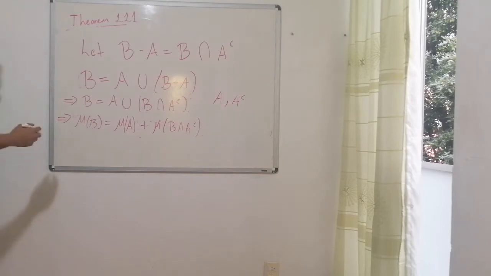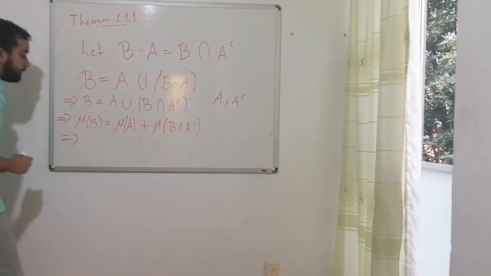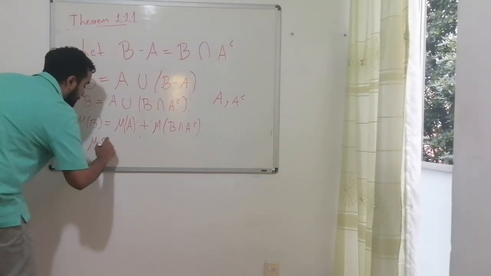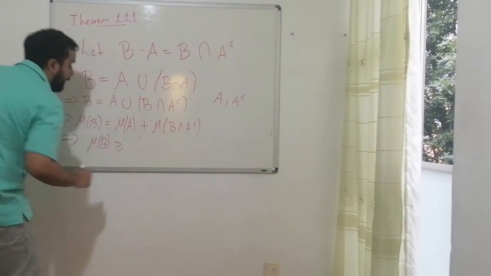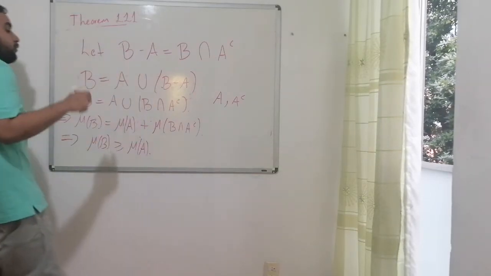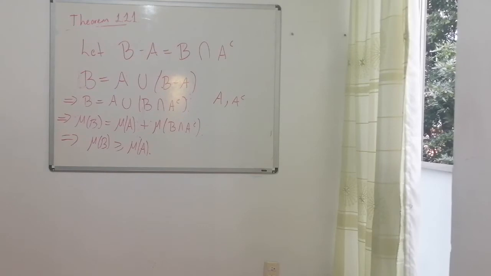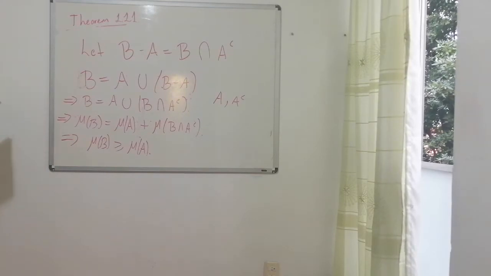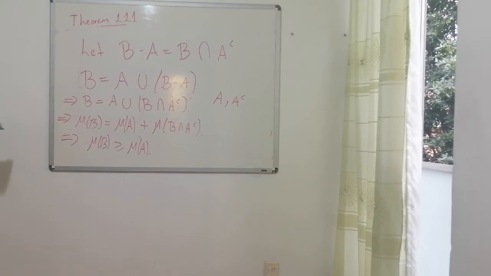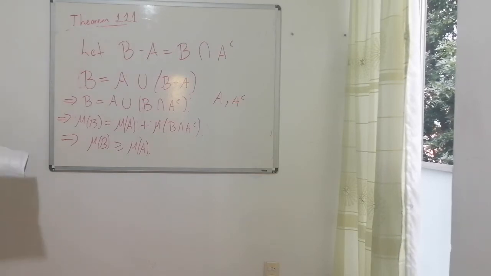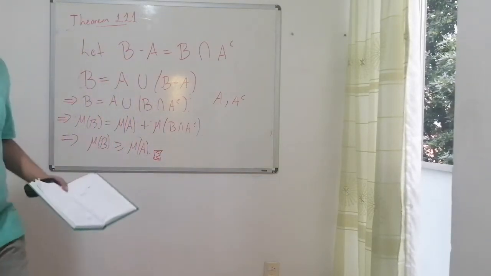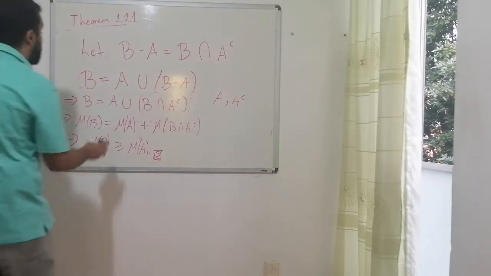This implies that mu of B is greater or equal to mu of A, because mu of every set is greater or equal to 0, by the first consequence of the definition of measure. Okay, this proves the first part. Now we prove the second part.